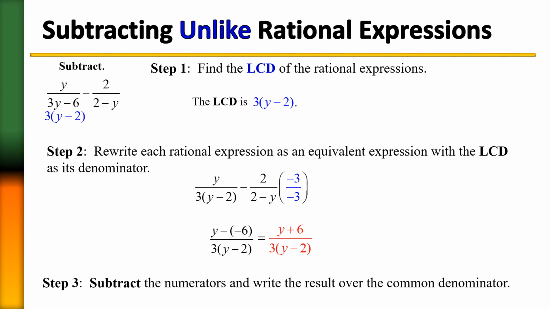So again, you can think of it as a -2 times -3, which gives you +6, or simply multiply 2 times -3, which is -6, but with a negative in front of it becomes +6. So there you have it. Our answer is y plus 6 over my LCD of 3 times y minus 2.